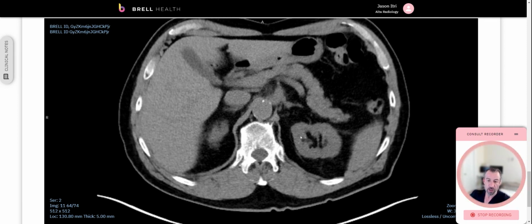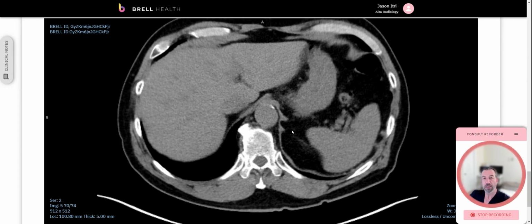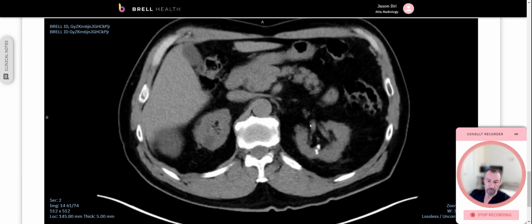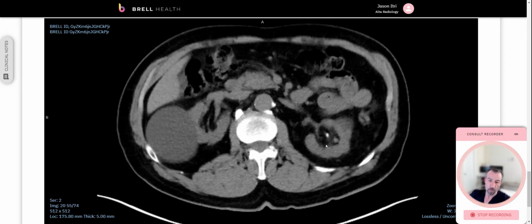In this case, we have a gentleman who's got left flank pain and hematuria. He gets a non contrast CT of the abdomen and pelvis because that's the routine imaging study to look for stones. Right here, if you follow my cursor, you're going to see the kidneys. This is the left kidney, this is the right kidney. And these bright white dots are renal stones. So this gentleman has multiple renal stones.